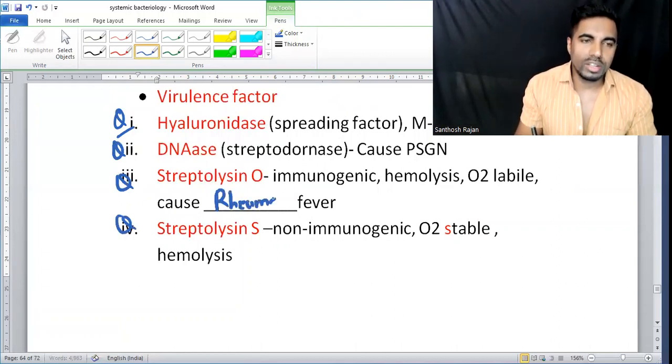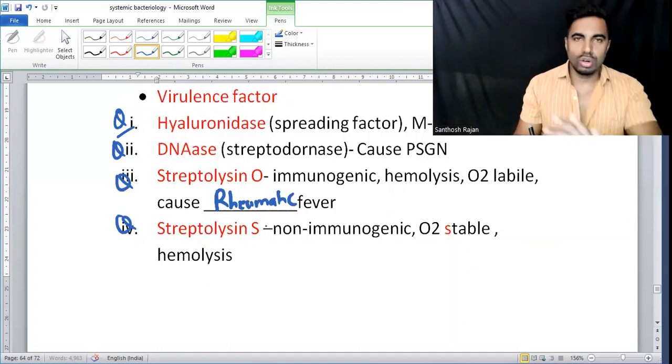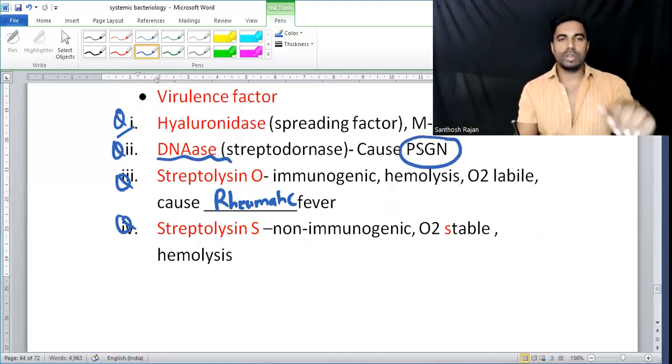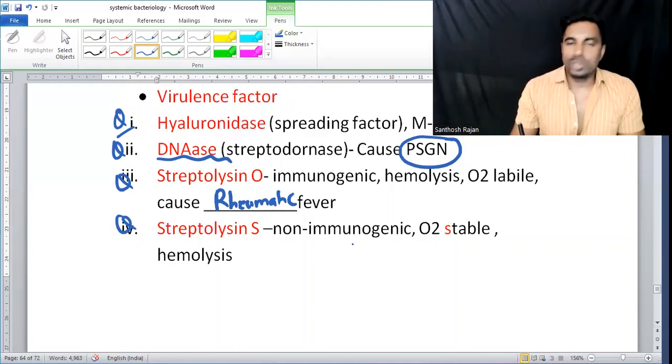Streptolysin O causes rheumatic fever, an autoantibody-related disease, which we're going to talk about. Streptolysin S is non-immunogenic. Remember that. And DNase causes PSGN, post-streptococcal glomerulonephritis. Important. So these are important: PSGN and rheumatic fever. We're going to talk about that also in a while.